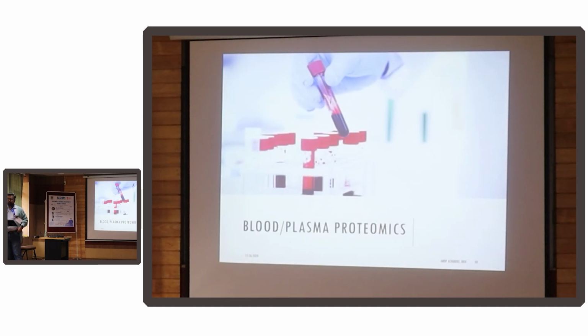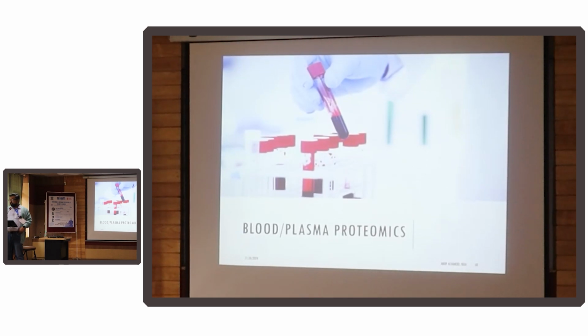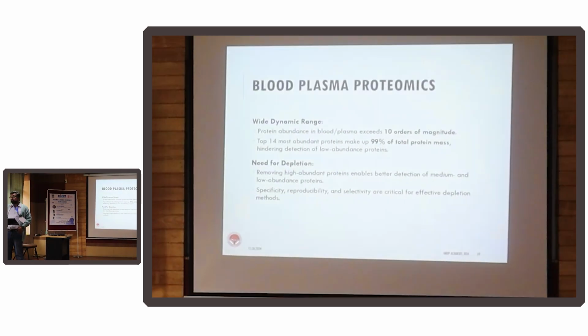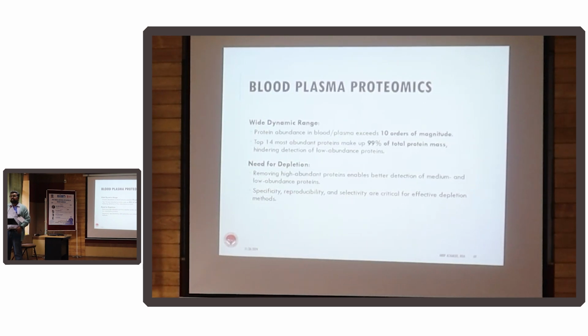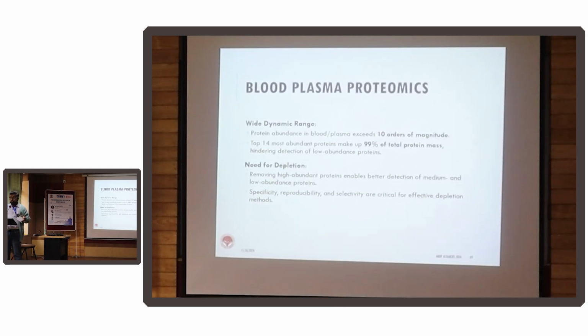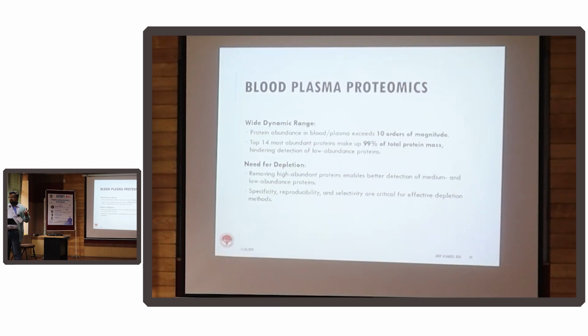Next is blood plasma proteomics, almost the same as plants, but they have their own specific challenges here. What could be the challenge for blood? Exactly, it's very rich in protein content, so you will have issues. The abundant protein mass: 99% of the total protein mass in human blood plasma is primarily just the top 14 proteins.